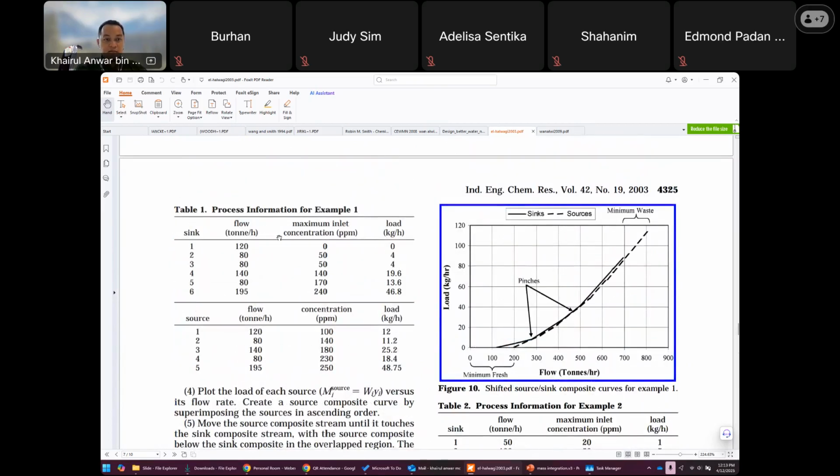So this is the example of the determination mode. Like I said, we have the sinks and sources based on the process flow diagram. This is what I told you: the inlet concentrations are sorted in ascending order from the lowest to the highest, and we rename them from the lowest as sink 1 until 6, and similarly for the sources.